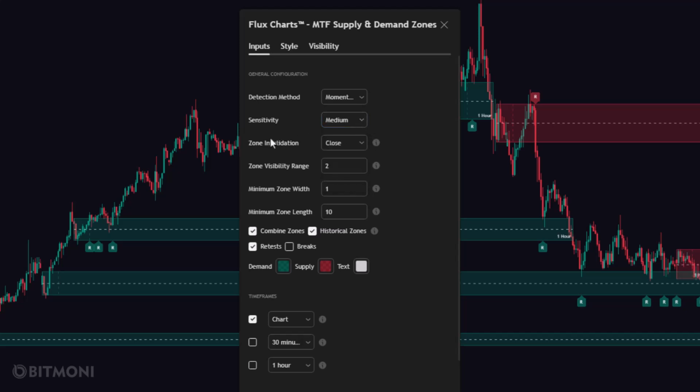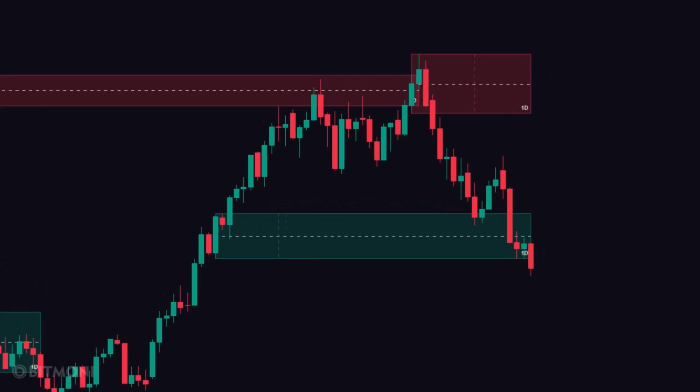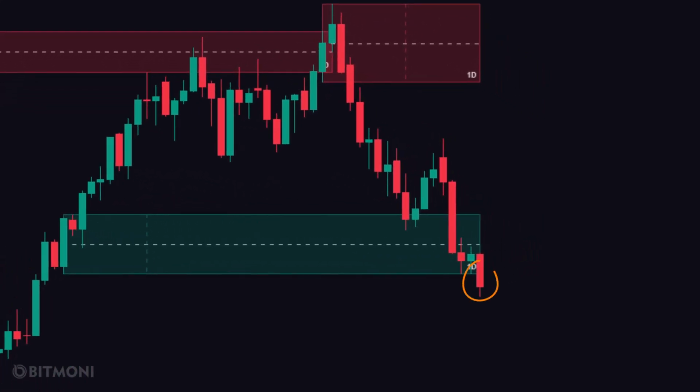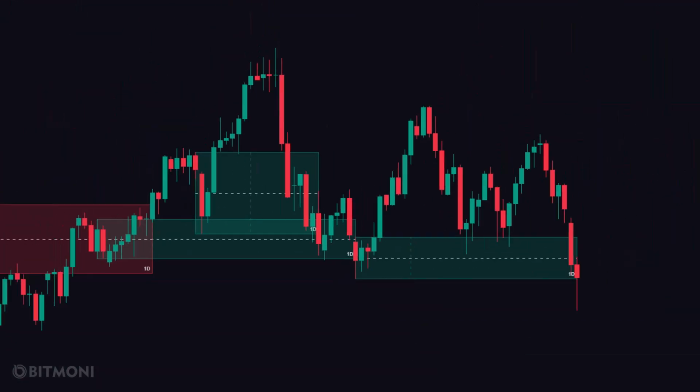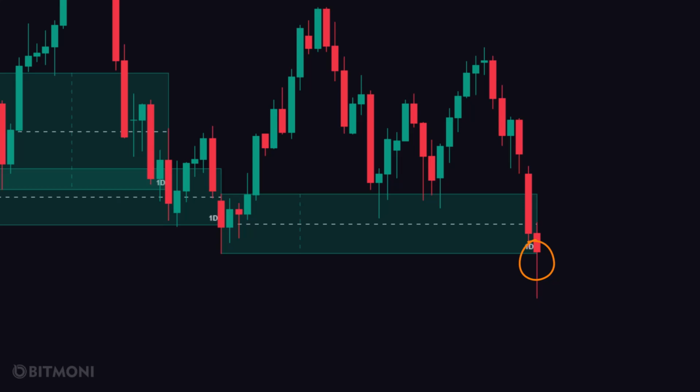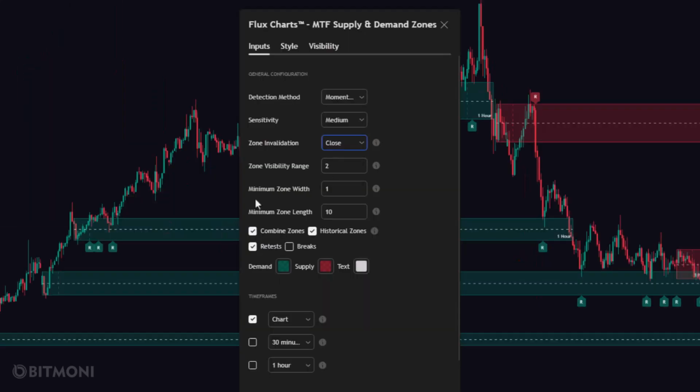Next, we have the zone invalidation. To refine how zones are invalidated, the indicator offers 2 options. The first is a close-based invalidation, where a zone is invalidated or considered broken only if a candle closes beyond it. The second is wick-based invalidation, where a wick passing through the zone is enough to consider it broken or invalidated. Here's minimum zone width based on ATR. Increasing this will result in larger but fewer zones. We also have the minimum zone length.